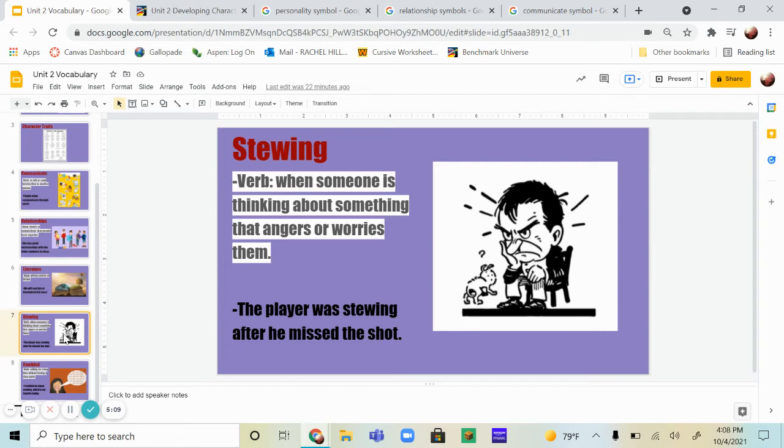Next, these last two words are words we're going to actually see in the story today. This first one is the word stewing. So when someone is stewing, that's when they're thinking about something that angers or worries them. Our example sentence is, the player was stewing after he missed the shot.